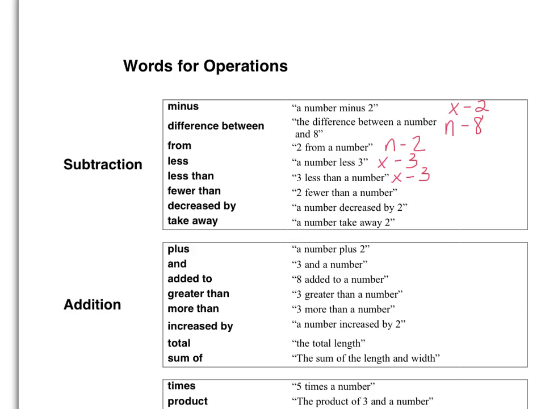Again, if you had 3 less than what you had yesterday, say pieces of candy, I have 3 less than I had yesterday. That's subtraction. You're taking away the 3. 2 fewer than a number. Again, 2 fewer. We're taking off 2. A number decreased by 2. And a number take away 2, which is the old-fashioned language we started with in, say, kindergarten, first grade.